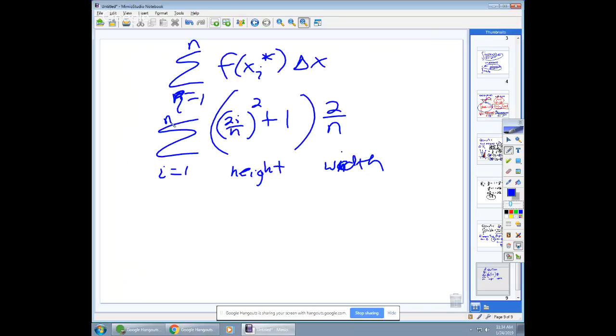Now on the test, I'm going to ask you to do this in stages. Tell me what delta x is. Excellent, there's 3 points. Tell me what x is. Oh, here's another 3 points. Tell me how to write the sum. 3 more points.